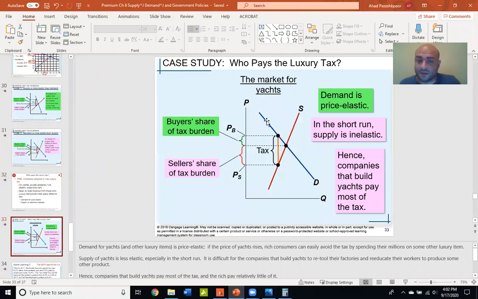You see, in the short run, supply is inelastic, hence companies that build luxury boats end up paying most of the tax. This red part is the share that is paid by the company. The small green part is the burden on the buyer, the rich person who buys the luxury boat. This is why luxury taxes are hurtful.